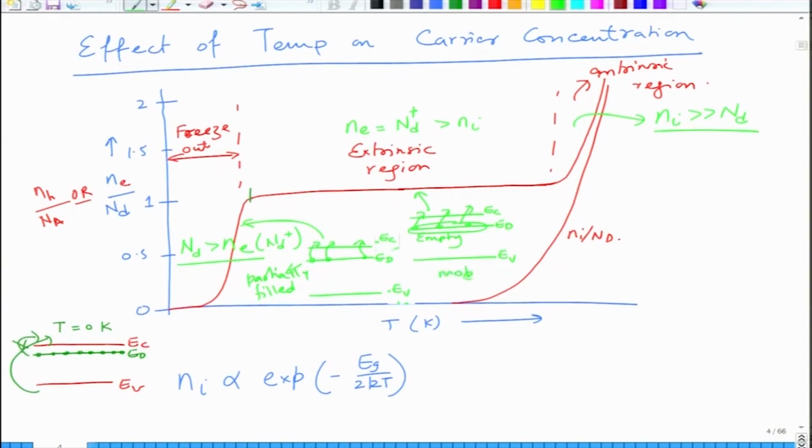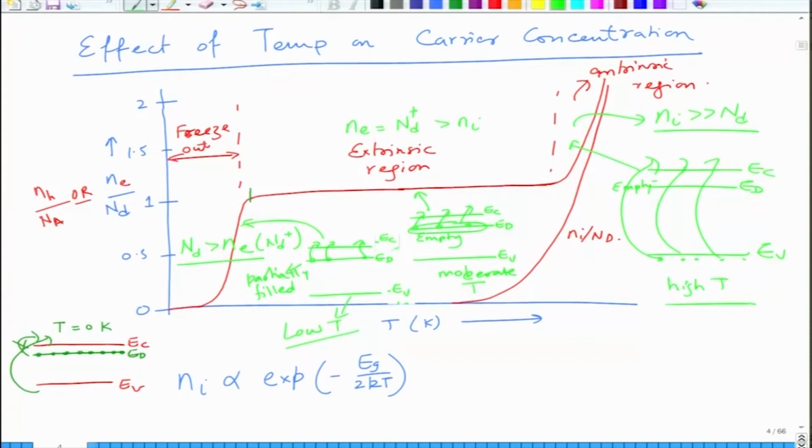All the electrons have hopped over, and somewhere here, this is at moderate temperature, this is at low temperature, and at very high temperature what you will have is this is ED, this is EC, this is EV, this is empty, all the electrons have crossed, but even from here the electrons cross. So they start jumping here. This is at high temperature, and this corresponds to this region. This is how carrier concentration varies in a semiconductor as a function of temperature.